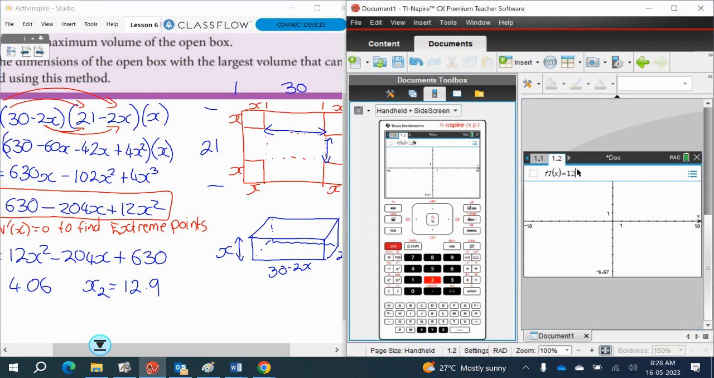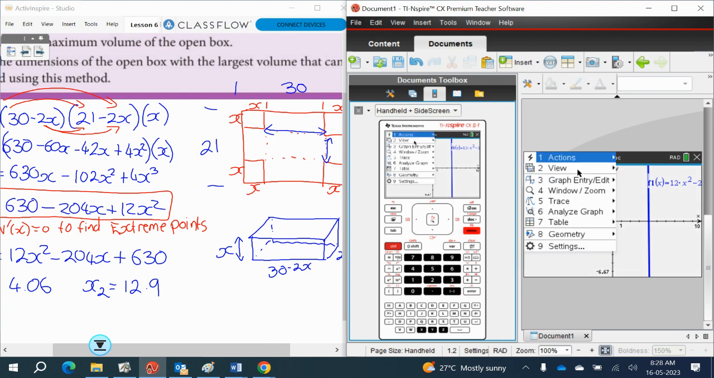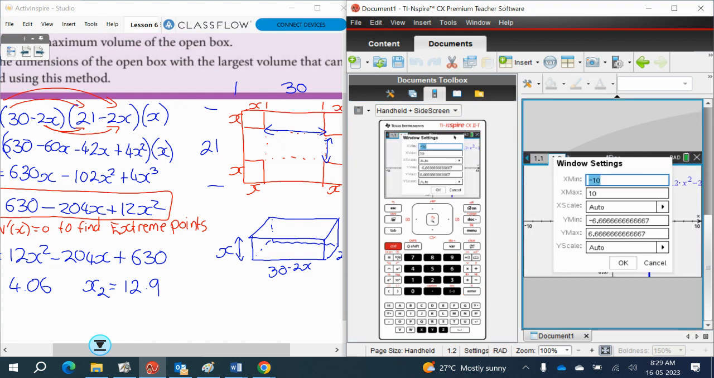We've got 12x squared minus 204x plus 630. Looks like that. So we need to change the window settings. We already know the solutions, 4 and 13. So there's 4, 13 is over here. When we change the window settings, we don't need the negative values because x can't be negative, it's a length.